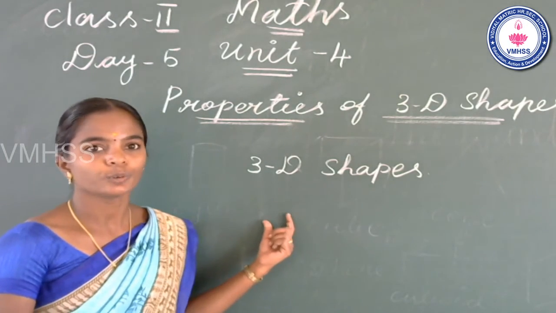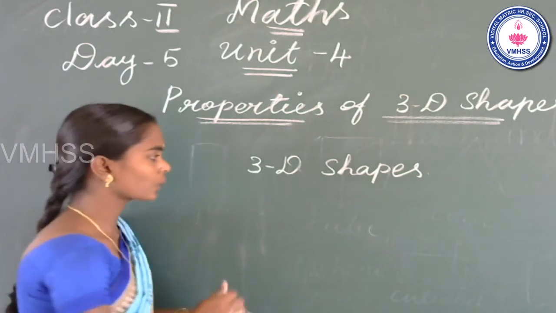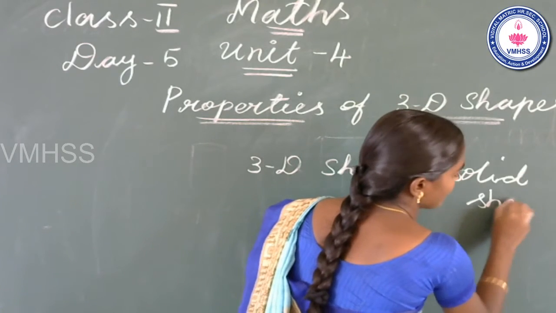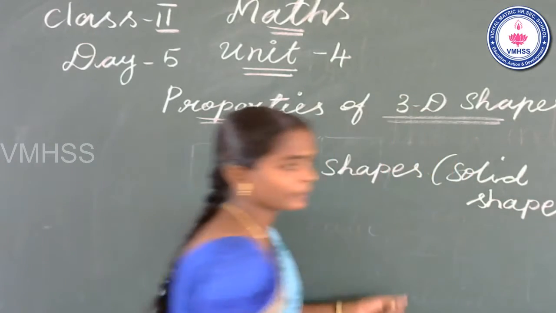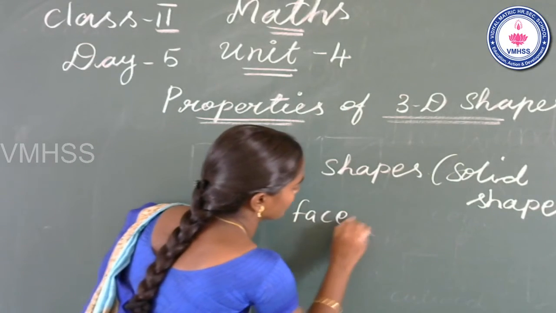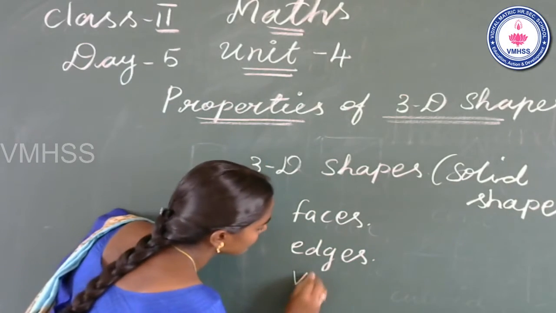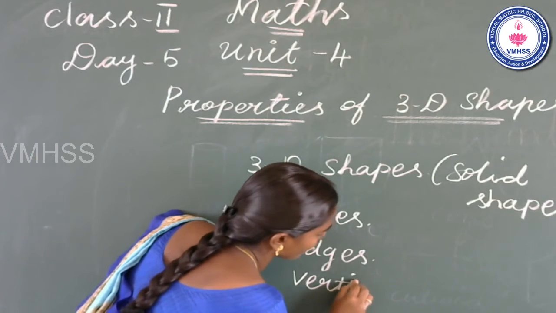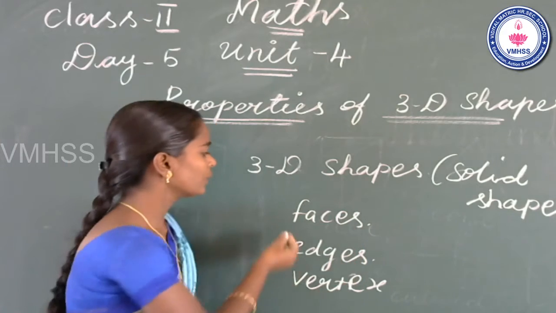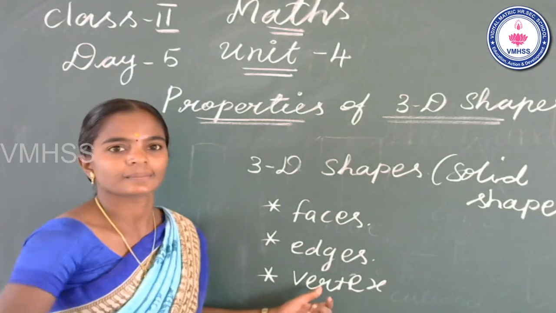Look at the board all of you. So 3D shapes. 3D shapes are also called solid shapes. Solid shapes have faces, edges and vertices. Okay children, solid shapes have faces, edges and vertices.